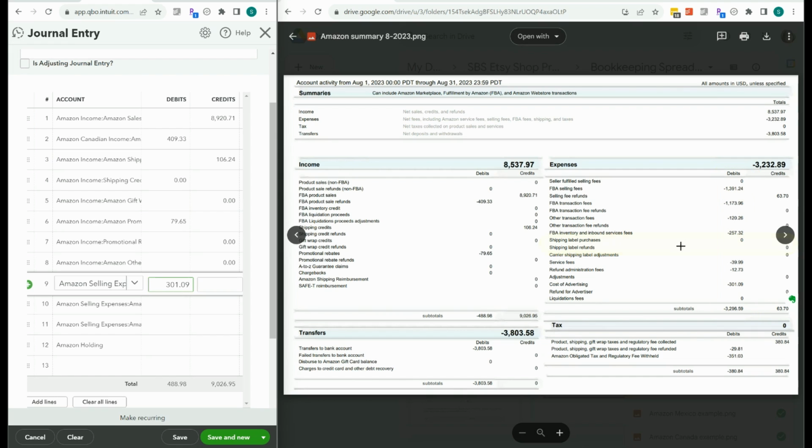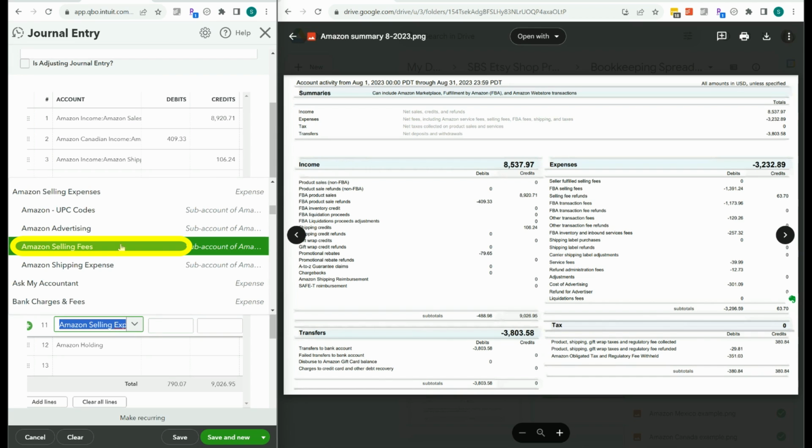I also tend to break out shipping. So here's the shipping label purchase and shipping label refund. And I would net these. So usually the shipping label debit would be greater than the credit. But I would do the math if I needed to get the right amount. And then I would put that in the presumably debit column if the debit column was greater than the credit column. And then the rest we just put to Amazon selling expenses, selling fees.